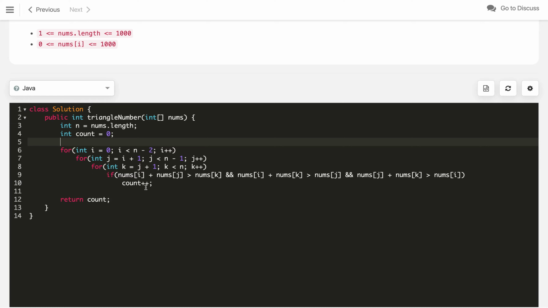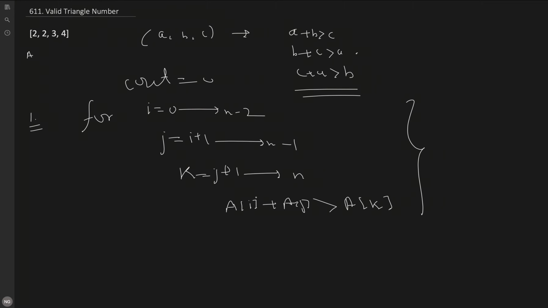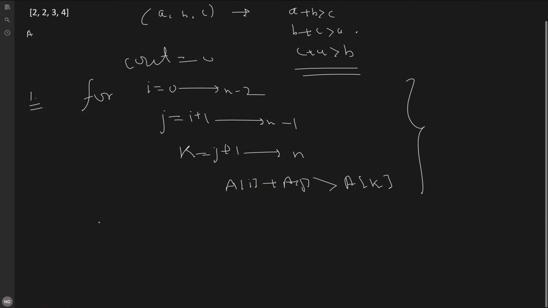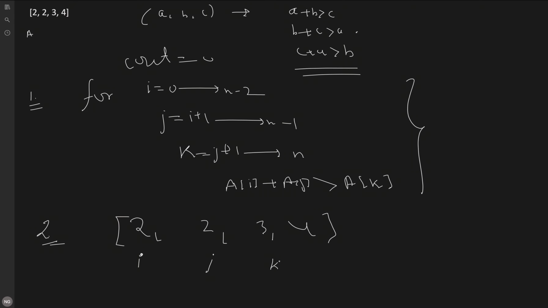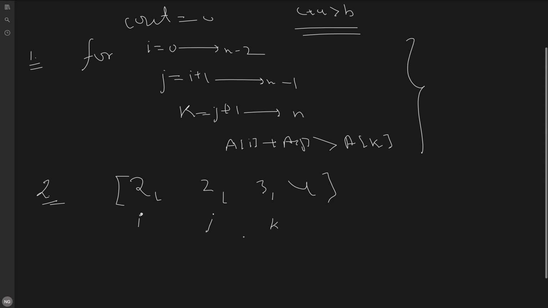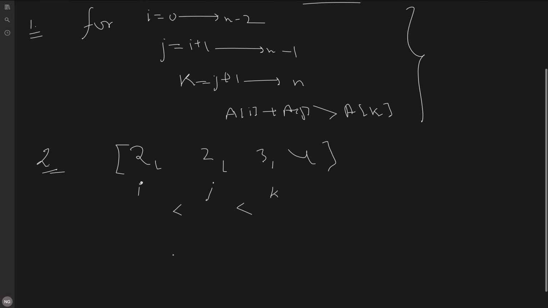One improvement we can make is to sort the array initially, Arrays.sort. Let me show you why. In the second case we just sorted, so 2, 2, 3 and 4 is our sorted array, though the example is given as sorted. Now the initial value is i over here, j is somewhere after i, and k is somewhere after j. So now the values at these indices are such that a of k is greater than a of j, which is greater than a of i.